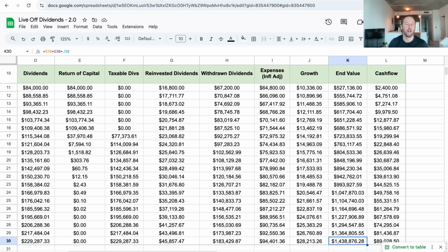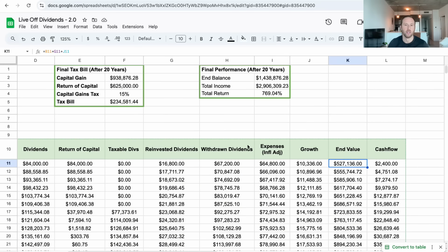Remember, end value alone, end value of 1.4 million. Phenomenal stuff from an initial value of 500K while paying yourself out every single year. And let's look at that final performance. So end balance, $1.4 million after 20 years, but total income generated in that time, $2.9 million, guys, $2.9 million, for a total return of 769%. Phenomenal stuff, guys.